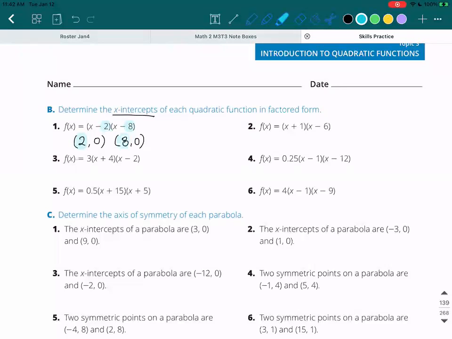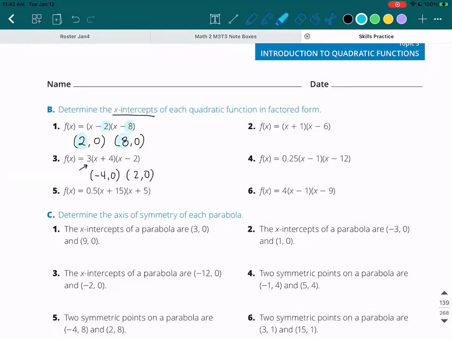Let's do number 3 now. Remember, I'm doing the odd ones, you're doing the even ones. So number 3 says f of x is equal to 3 times x plus 4 times x minus 2. We are going to ignore that 3 in the front because that's our a value. That's not going to give us our x-intercepts. What does give us our x-intercepts are the numbers that are next to the x inside the parentheses. So if we have x plus 4, that's going to give us negative 4, 0. And if it says x minus 2, that's going to give us positive 2, 0.